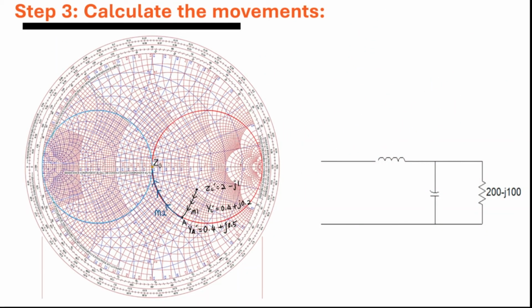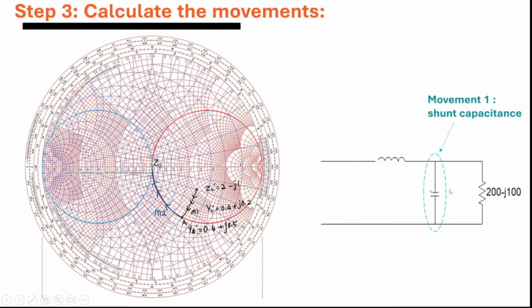Now the third step is to calculate the movements. As I mentioned earlier, the movement represents what element we put on our circuit. Let's look at the first movement here. This movement represents the element closest to our load here. In this case, we are moving counterclockwise on the Y Smith chart circle. What it represents is a shunt capacitance, or shunt capacitor.